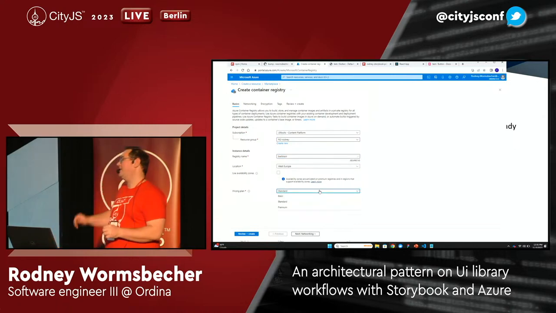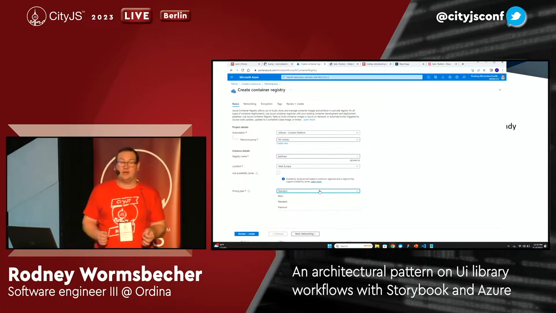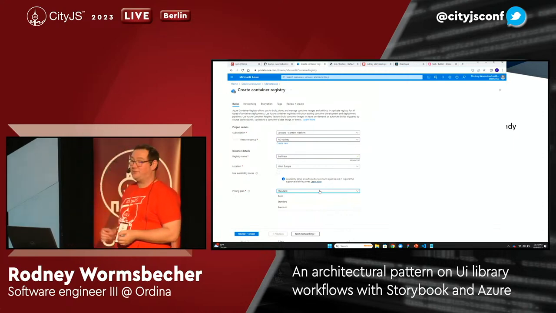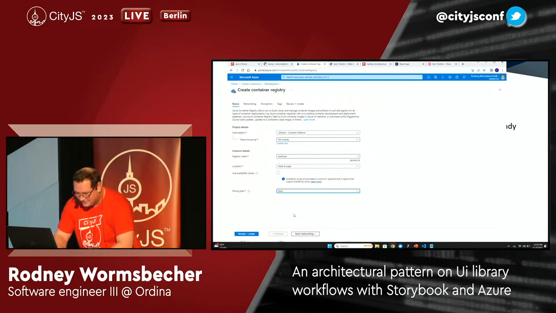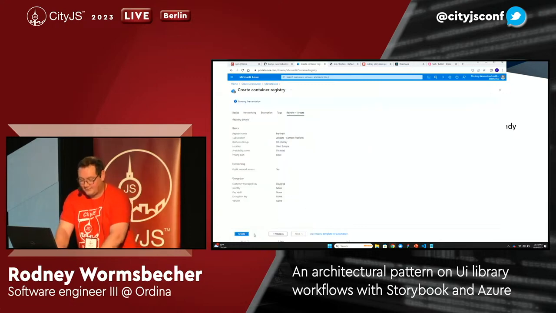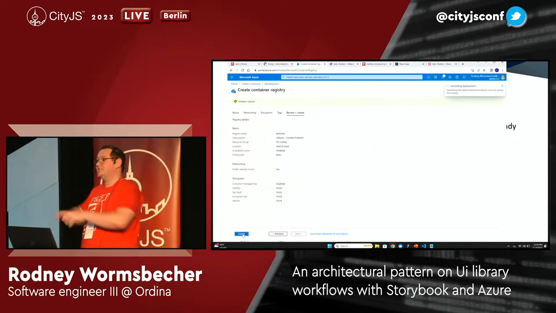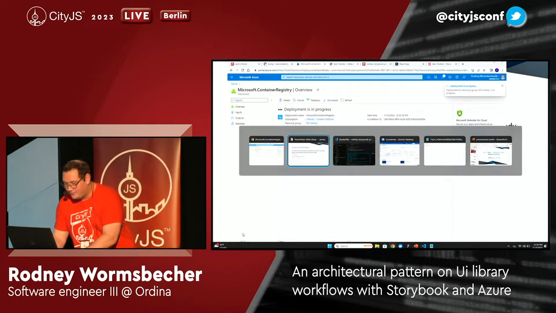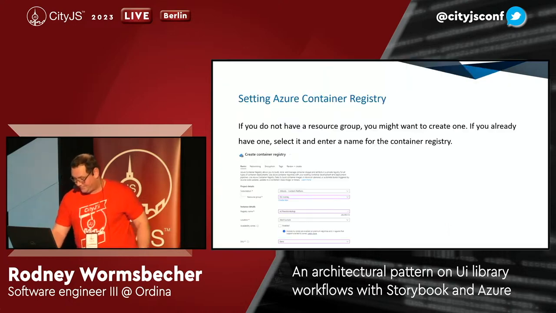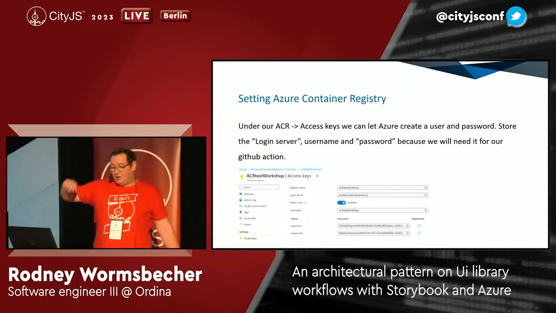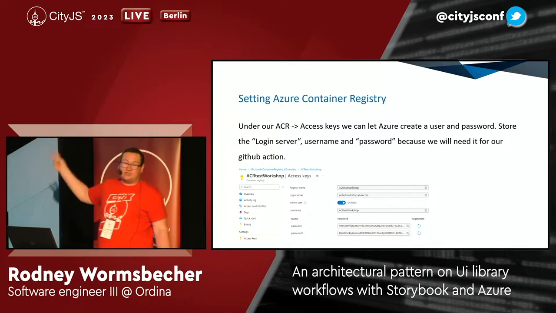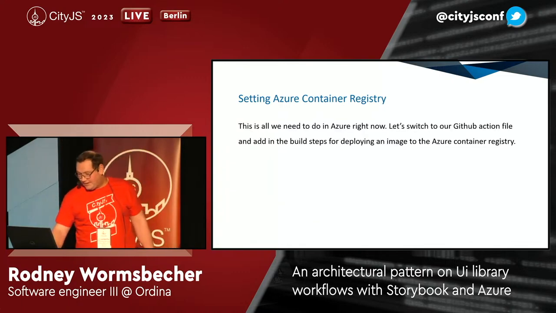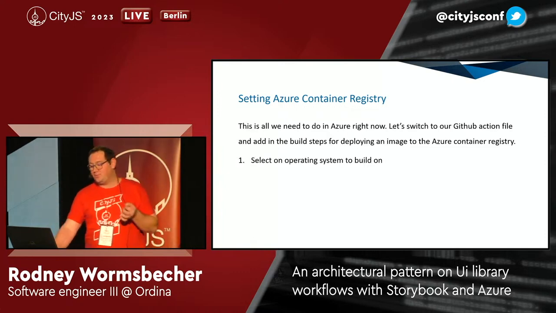And this is really fun. Like they say it's standard, but standard is $40 a month. If you use basic, it's $5 a month, so put it to basic. And I will review and create the resource. So now it's actually going to create this, and we will have to do a few things, like we need to have credentials to actually log in from our pipeline. So if we go into access keys, we can get a user, our server, and a password. And from there, we actually have to put those into GitHub.